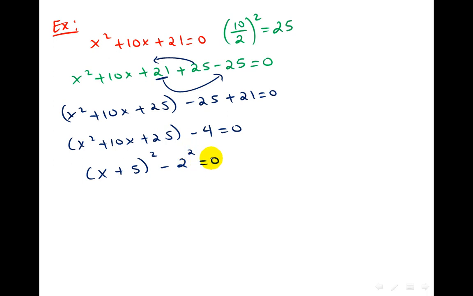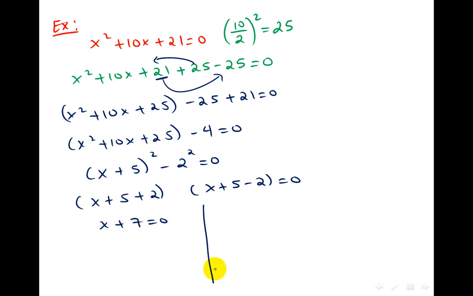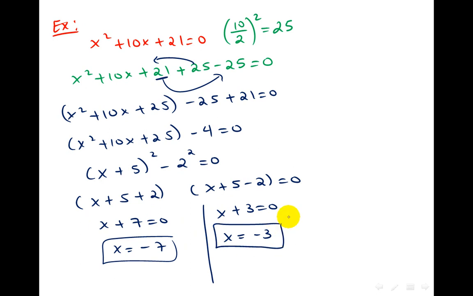Now you can see that this is a difference between two squares. That means you can do (x plus 5 plus 2), and here you can have (x plus 5 minus 2) equals 0. Of course this will be an either-or. Here it will be x plus 7 equals 0, or x plus 3 equals 0. In this case x will be negative 7 when you take it back, and in this case x will be negative 3. Okay, good.